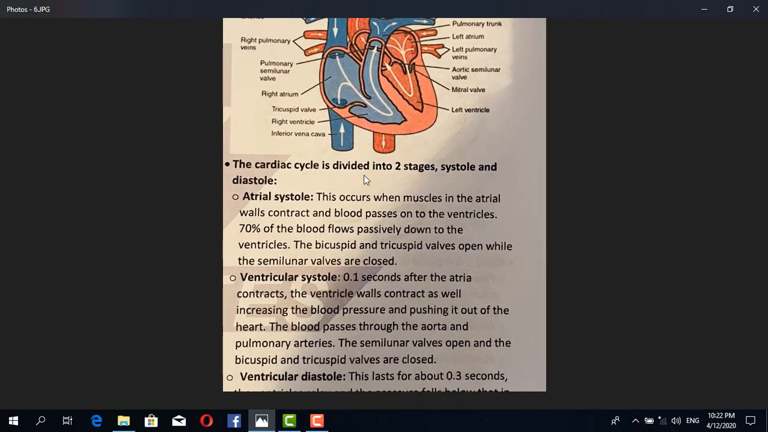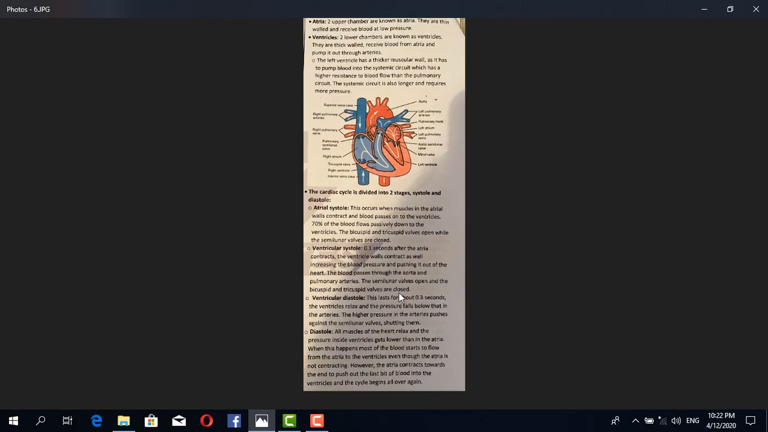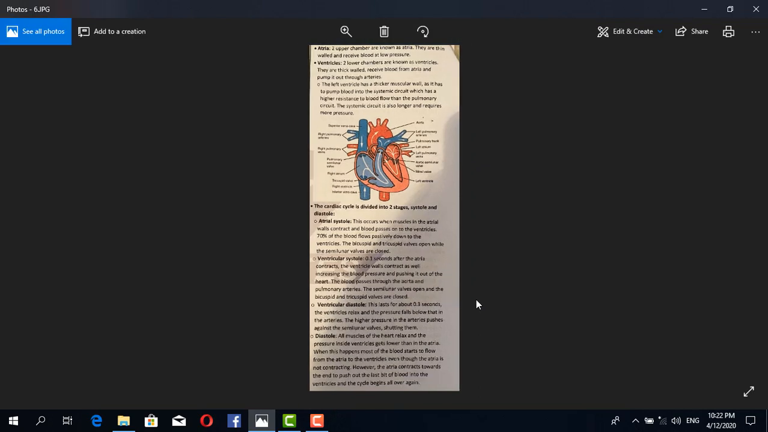Okay, the cardiac cycle here is divided into 2 stages, but we will cover the cardiac cycle in the next video, so stay tuned.